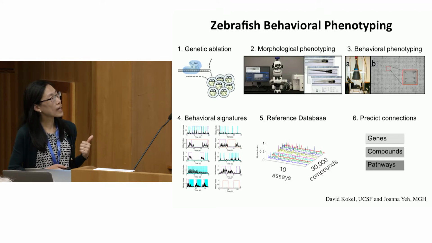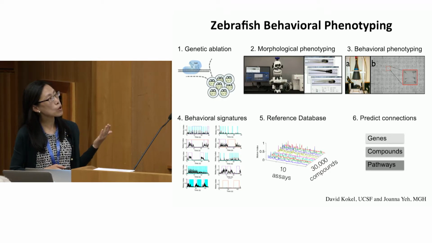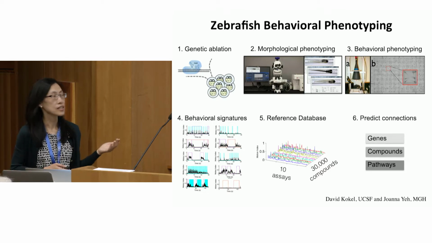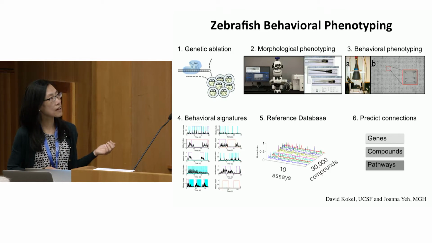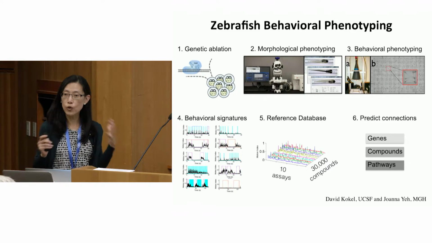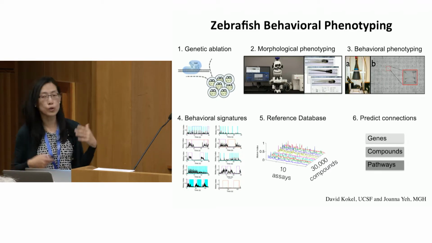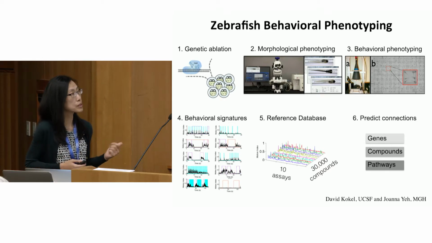And then Dave Coquelle's lab has developed these assays, and they have also put about 30,000 different compounds onto wild-type fish on these assays. So we have a reference database of all these signatures coming from all those different compounds in the chemical library.